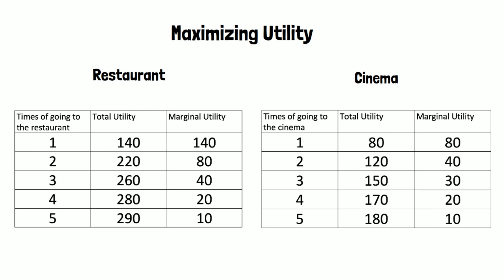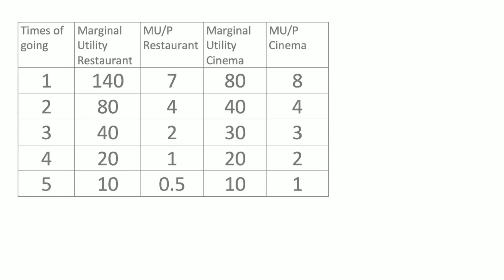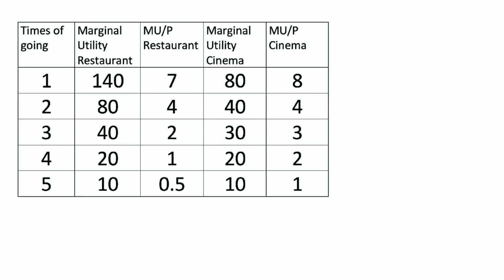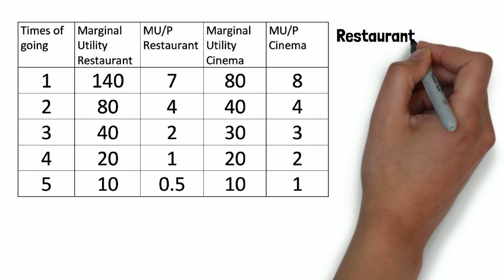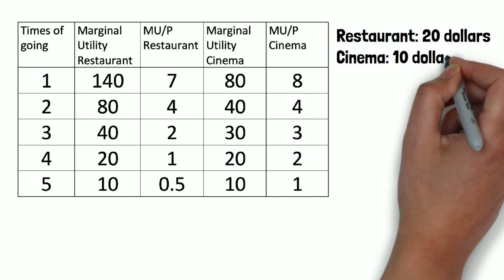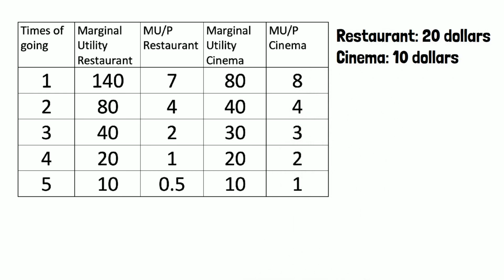Now, let's say the price of the restaurant is $20 and the price of the cinema is $10. How does this change our consumption? On your screen you can see the table for the marginal utility and the marginal utility divided by the price for both the restaurant and the cinema. Marginal utility divided by price is known as marginal utility per dollar. Remember that the price of the restaurant is $20 and the price of the cinema is $10.